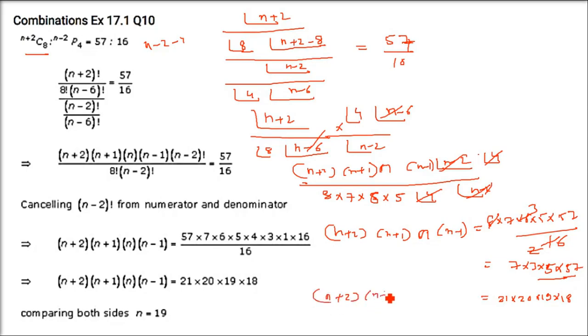n plus 2, n plus 1, n, then n minus 1. So now you compare it. n plus 2 is 21, n plus 1 is 20, n is 19, and n minus 1 is 18. So what do you get? n is equal to 19. This is the result. n is equal to 19.